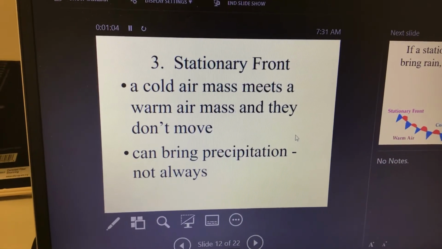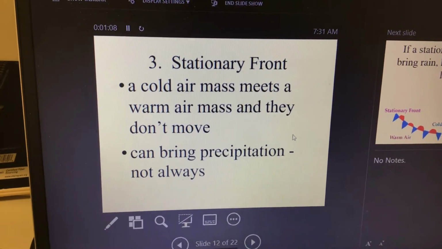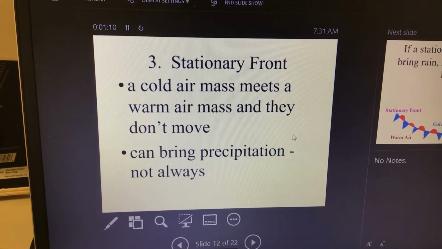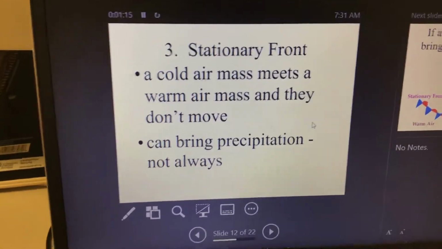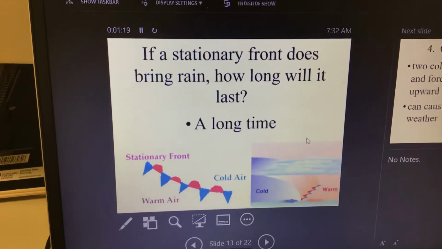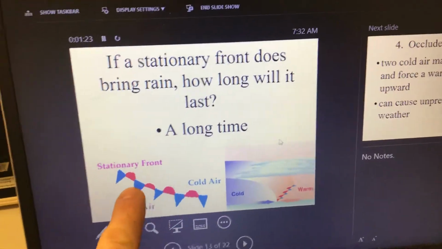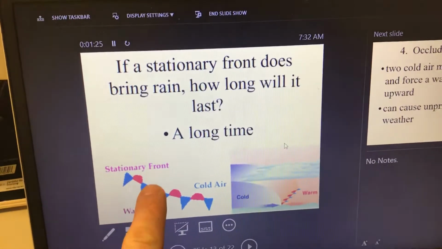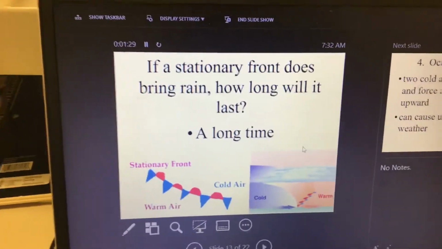It can bring precipitation, but doesn't have to. Reminder, if I'm going too fast, you can always pause. All right, now, you don't need to write anything. I would maybe put this little symbol here. You see the blue triangles with the red half circles. Write that in somewhere by stationary front.